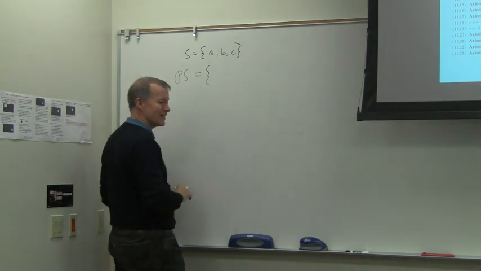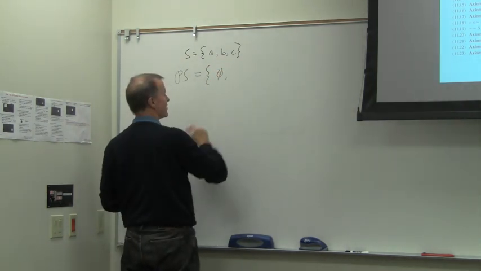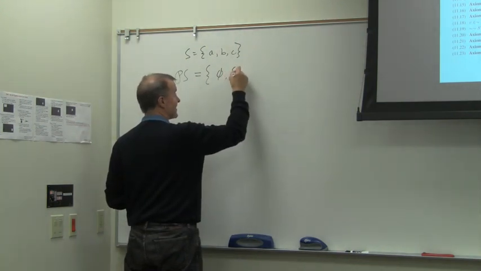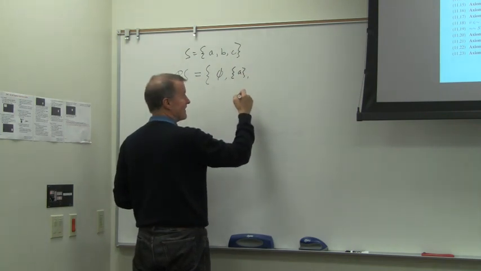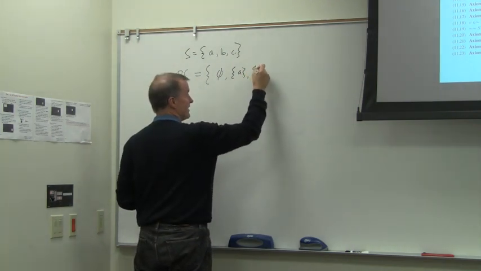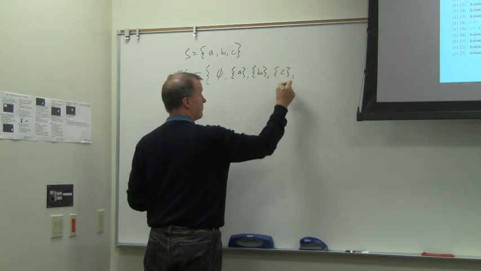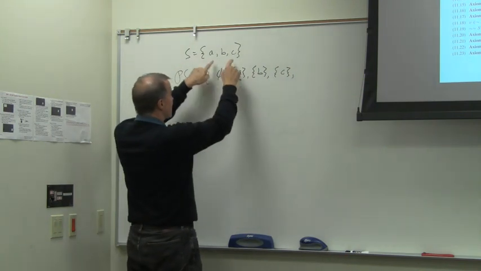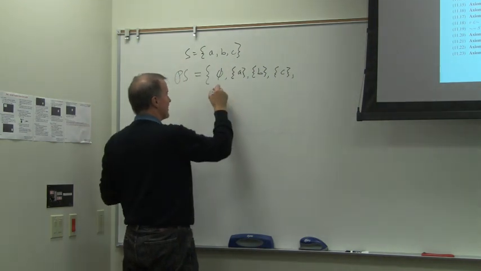No, there's one smaller than that. Empty set. Okay, the empty set. What's the next biggest one? The set A. Are you with me? Set B. So just a bunch of one variable sets. Set C. No, because now is the empty set a subset of it? Is A a subset of this? Is B a subset? Is C a subset? What else is a subset of this?